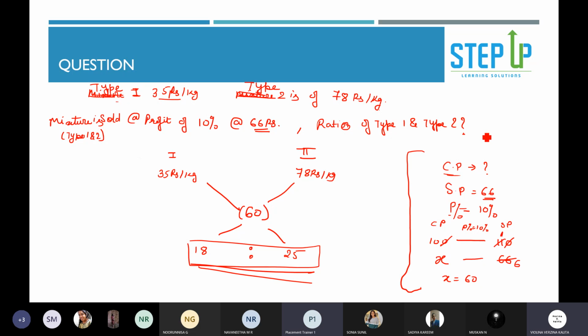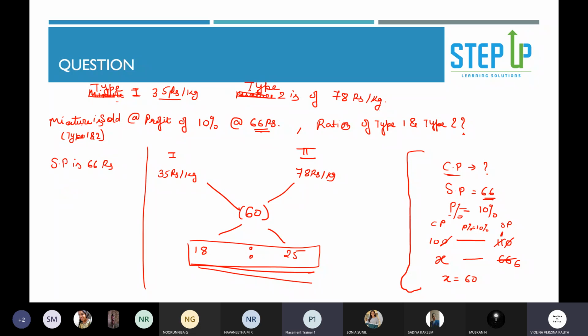Yes, ma'am. Can you repeat that? So what I'm doing, I know that the mixture is sold at a profit of 10% at 66 rupees. Do you agree with that? That the selling price is 66 rupees?